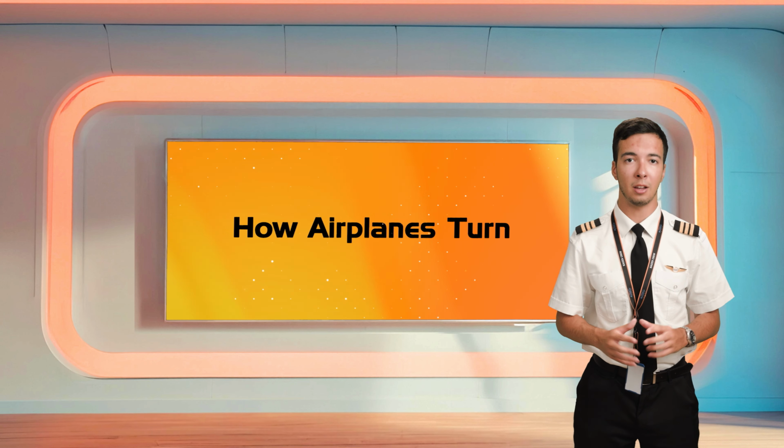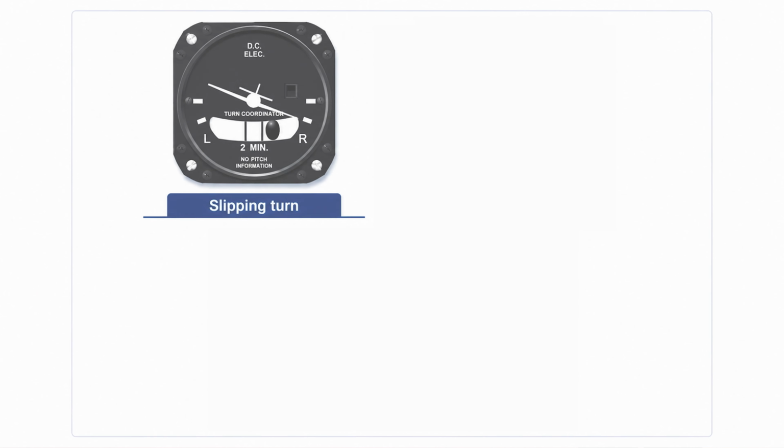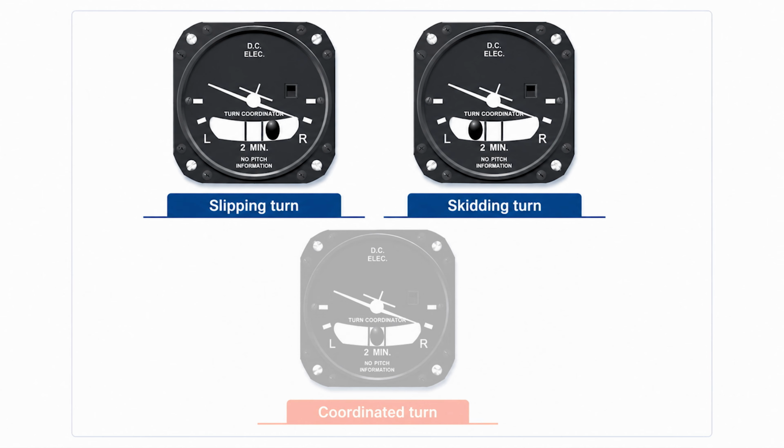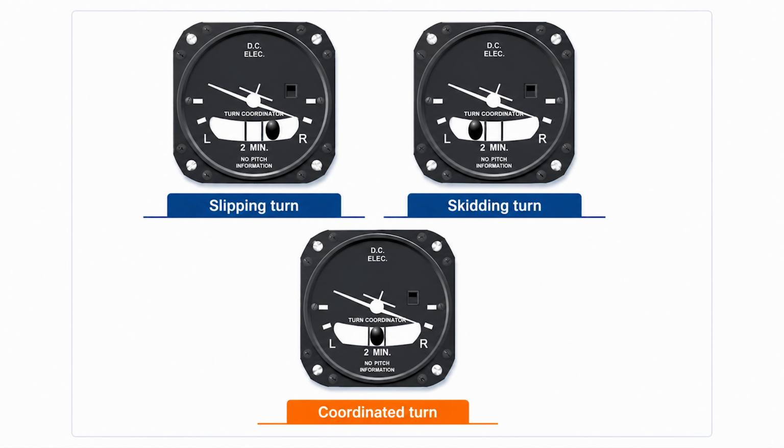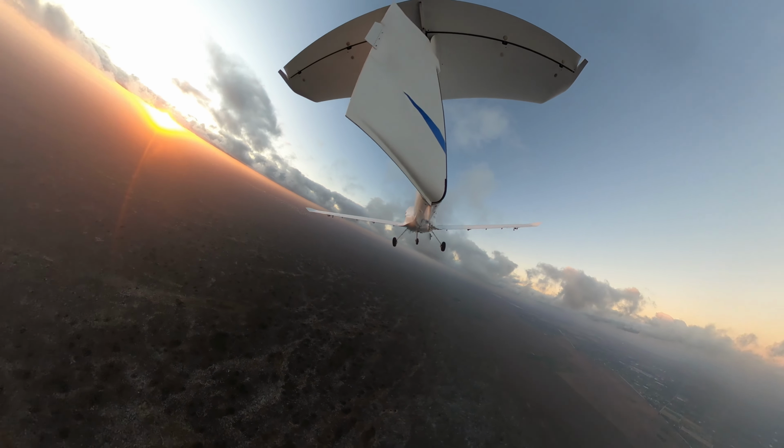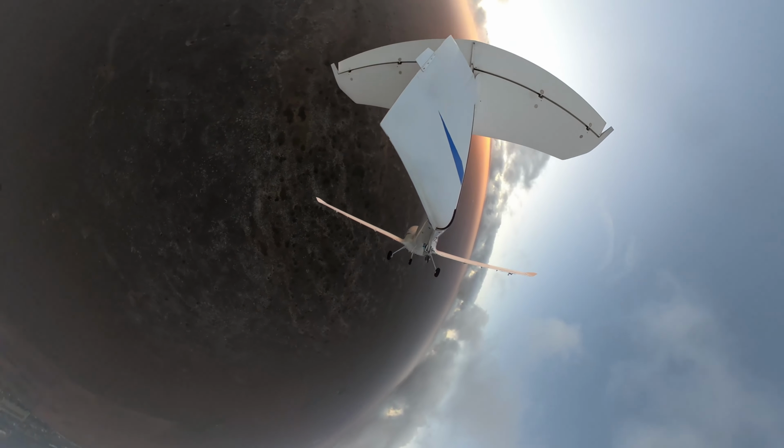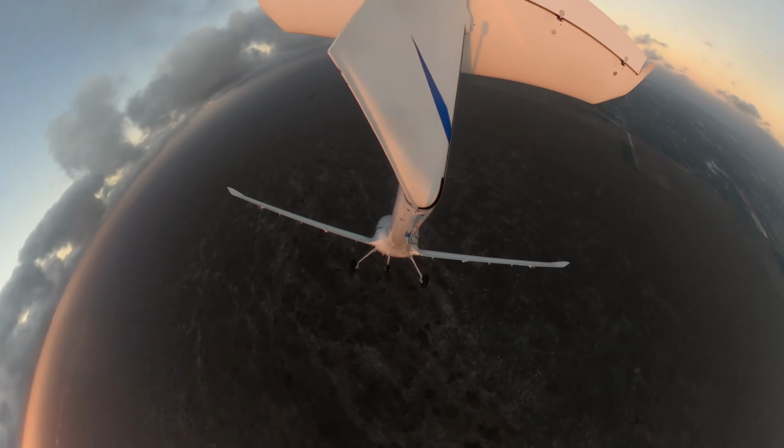The inclinometer, that little ball in the turn coordinator, tells you if you're coordinated. Ball centered? Good. The ball sliding out? Add more rudder. Uncoordinated turns increase drag, hurt performance, and raise your stall and spin risk.